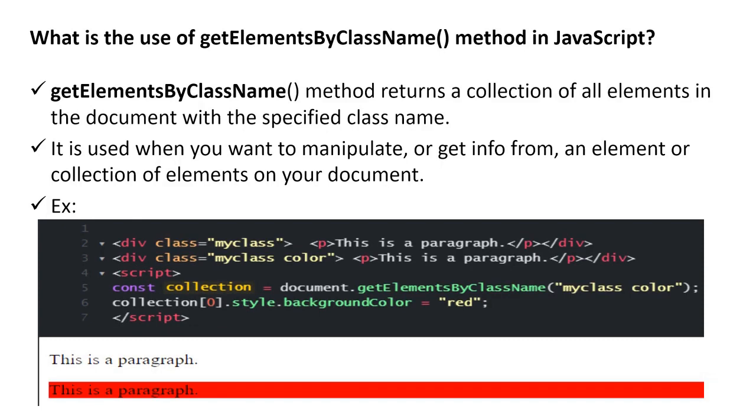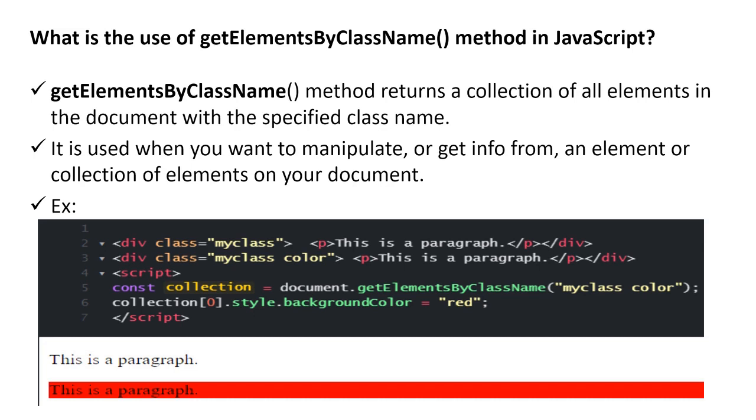What is the use of getElementsByClassName method in JavaScript? The getElementsByClassName method returns a collection of all elements in the document with the specified class name. It is used when you want to manipulate or get info from an element or collection of elements of your document.